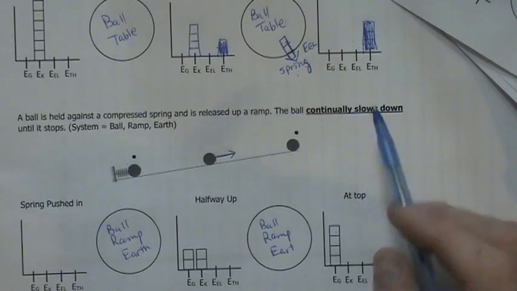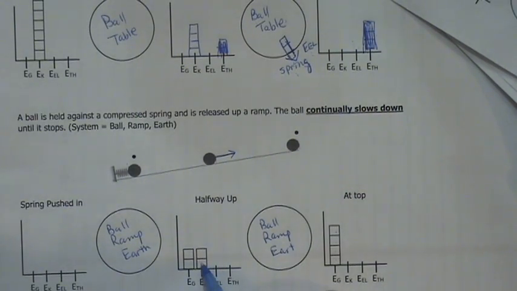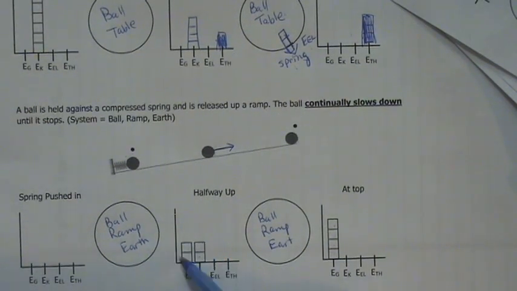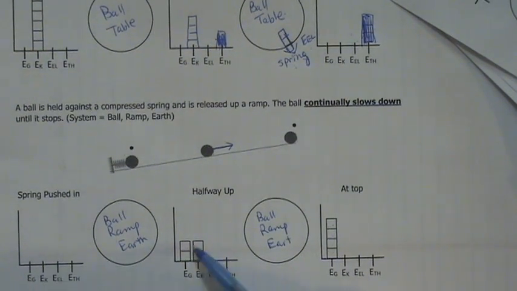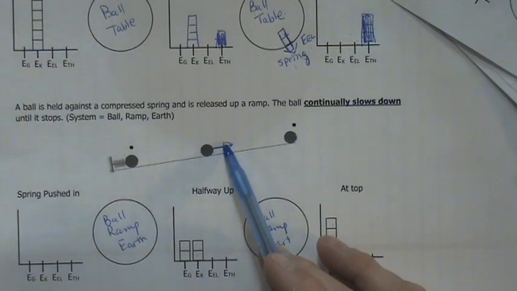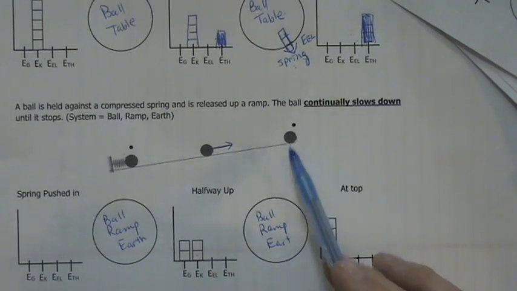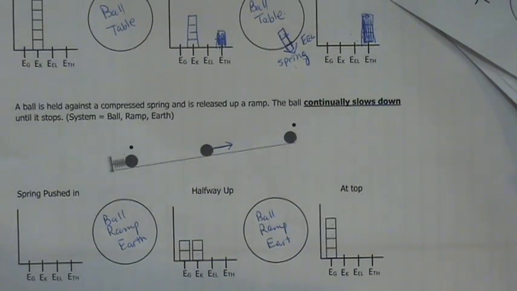The reason this ball is slowing down is because some of this kinetically stored energy is turning into gravitationally stored energy. I was debating about whether or not I would add some thermal energy, and we could do that. But in this case, I think I'm just going to leave it the way it is. So halfway up, we have 2 bars of gravitational and 2 bars of kinetic because it's moving. As it's gone to the top, this kinetically stored energy has shifted over into the gravitationally stored energy because it's now at the top of the hill.